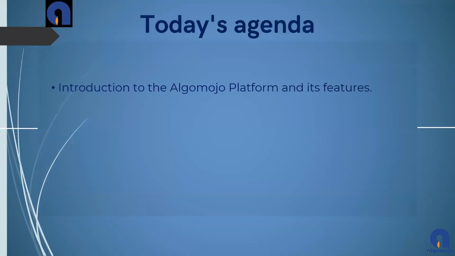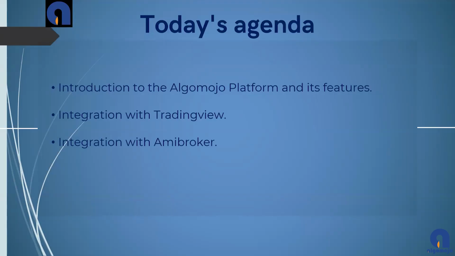The agenda today is we will start with a small presentation, introduction to the Algomojo platform and its features. Let's look at how we do an integration with TradingView charts and create alerts and place orders. Then, in case anybody is looking at Amibroker, we can look at how to do that using Amibroker also. And there'll be a small brief on the Algomojo support structure that we have.